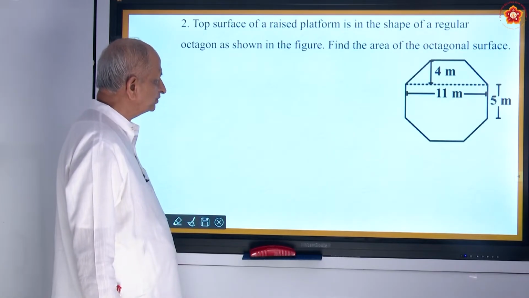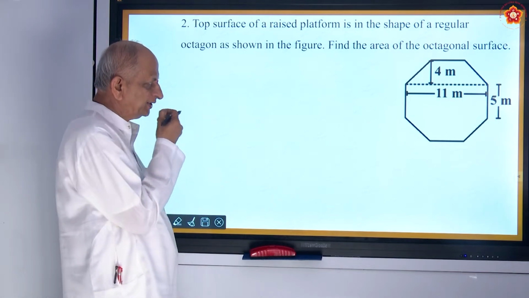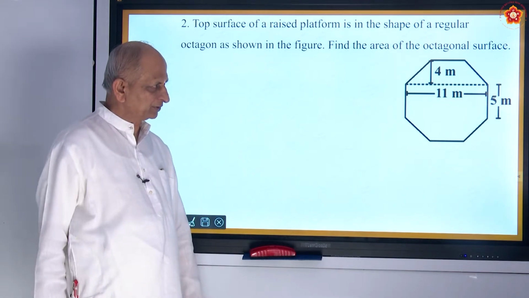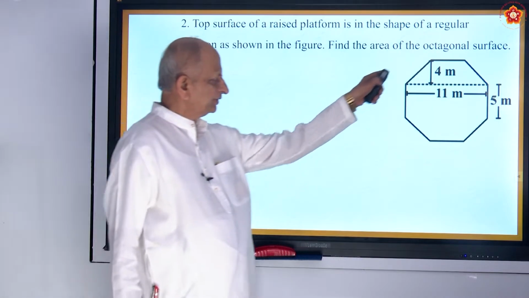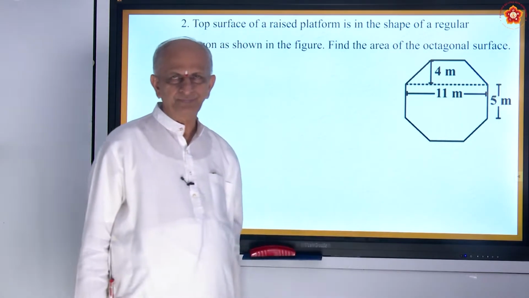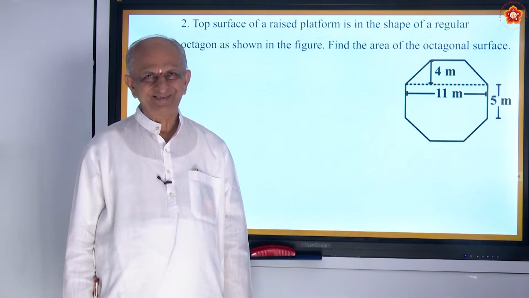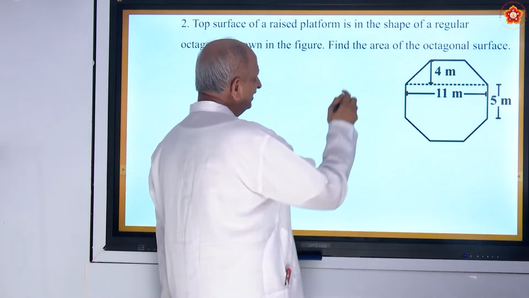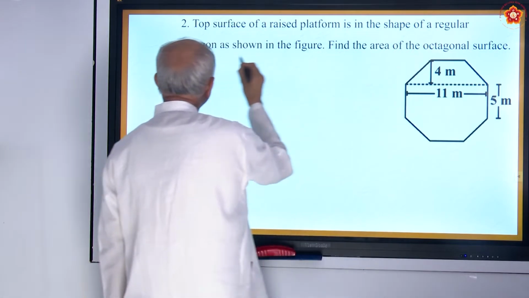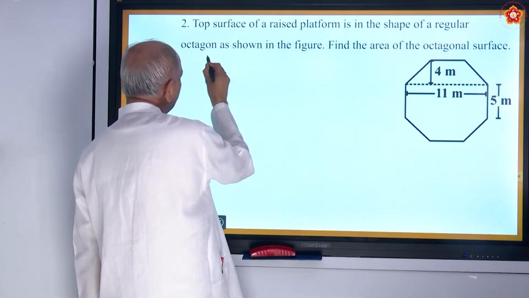Okay, second question is a little interesting and a little longer, lengthy question. Here is a figure that is called octagon. Why is it called octagon? Because there are 8 sides, and it is a regular octagon. Shape of regular octagon.